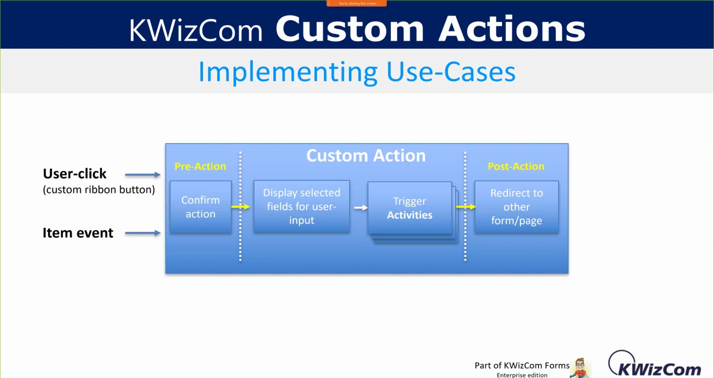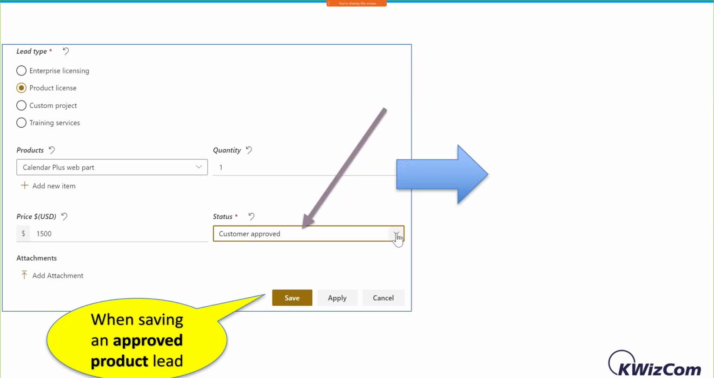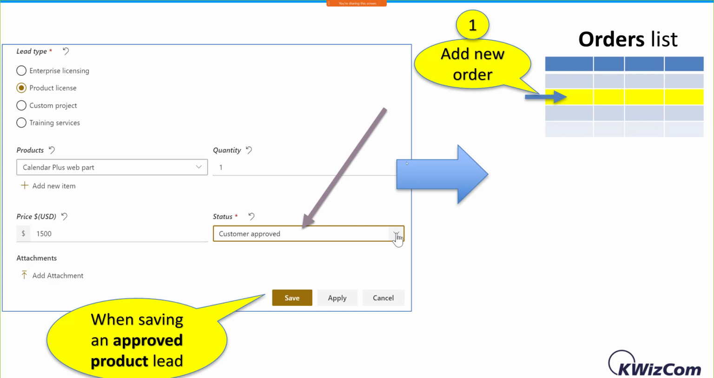So let's take this example. So I have a sales lead form. When the status changes to customer approved and I click save, which means we have here an approved lead, I want two things to happen. First of all, I want to add a new order to the order list, of course, with the values taken from this approved lead. And secondly, I want to send an email, again, with some values taken from this lead, like this order was approved, this is the product, this is the quantity, and so on.